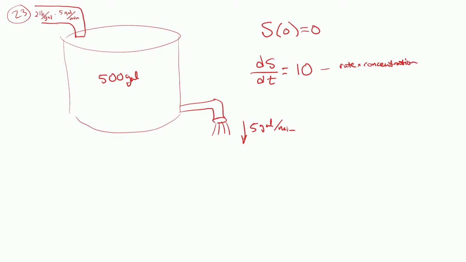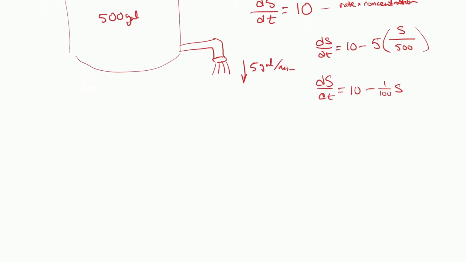And the concentration is the thing that is varying. So let me just rewrite this. dS/dt is 10 minus, so the rate is 5. The concentration is S over 500, because S is how much salt there is. So if there's a pound of salt in that tank, then the concentration would be 1 out of 500. So whatever the concentration is, there's your differential equation. dS/dt is 10 minus 1/100 S.